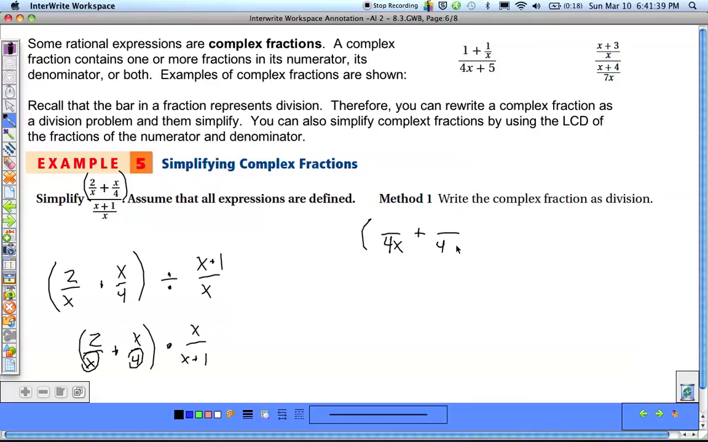So we go through and say our least common denominator is going to be 4x, which means this is already an x, so we're going to have to multiply by the 4, multiply the top by 4.